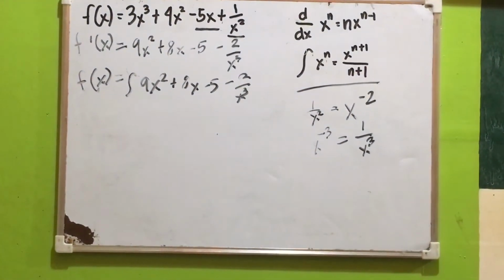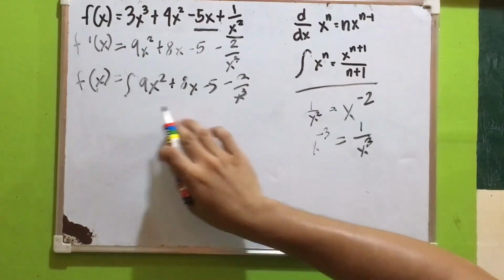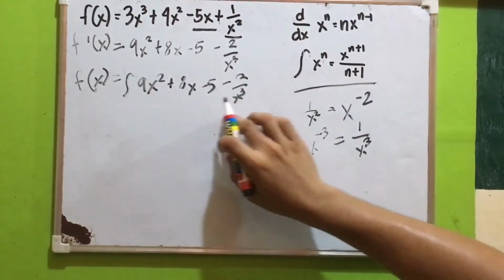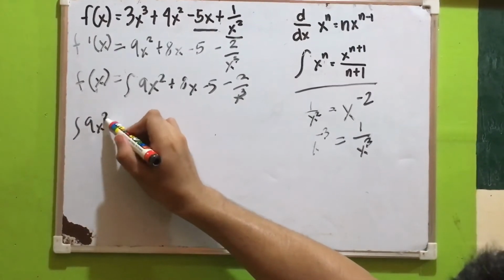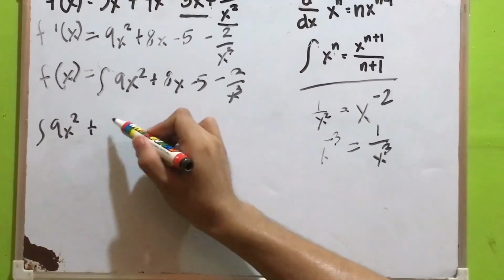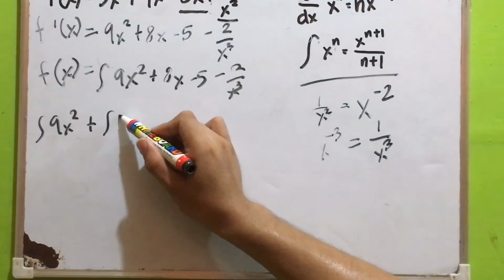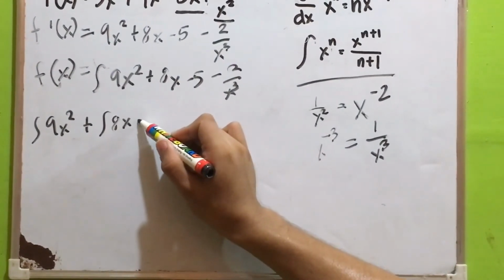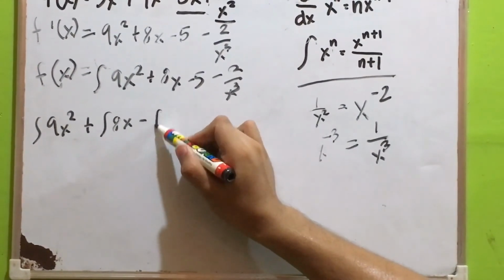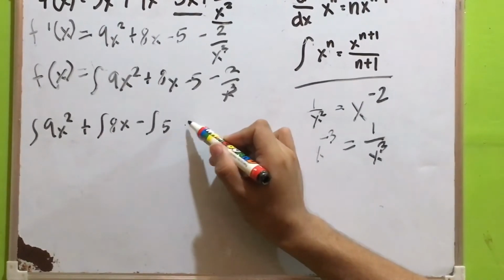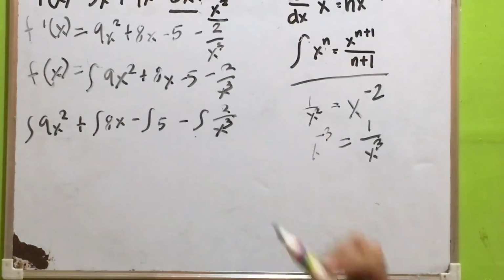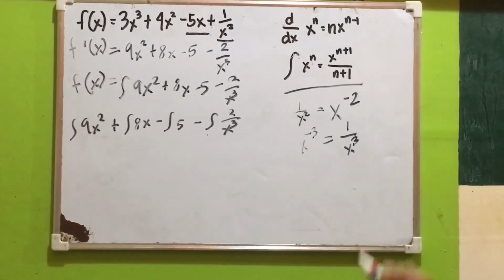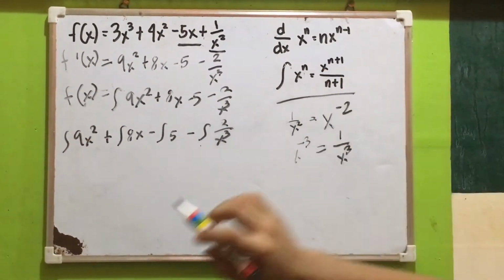Now, to simplify everything, we need to chop this down into parts. So the antiderivative of 9x squared, plus the antiderivative of 8x, minus the antiderivative of 5, minus the antiderivative of 2 over x cubed. Then we simply apply the formula to each one of them.